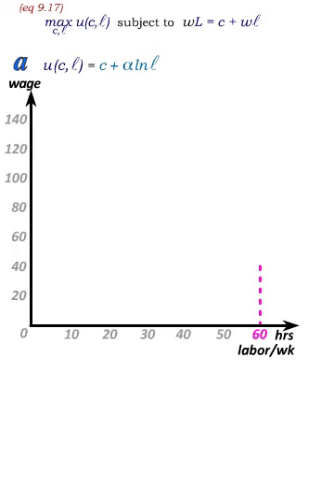If we set the leisure endowment equal to 60 hours, then we know that labor can never be supplied above 60 hours. So we can put a dashed vertical line there to indicate that the labor supply curve will lie to the left of that line.